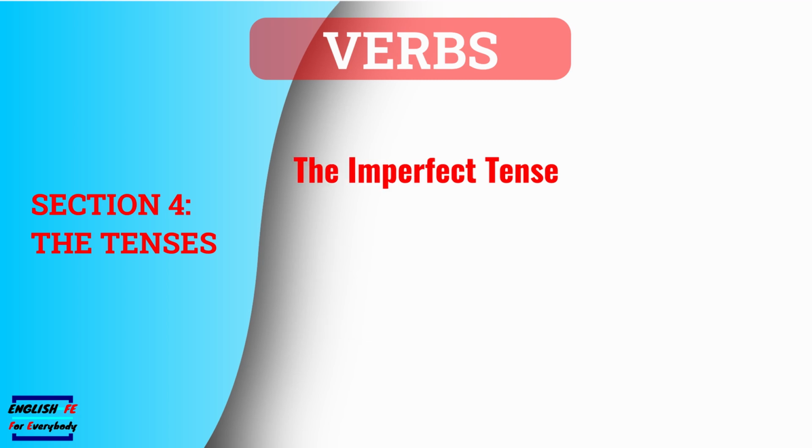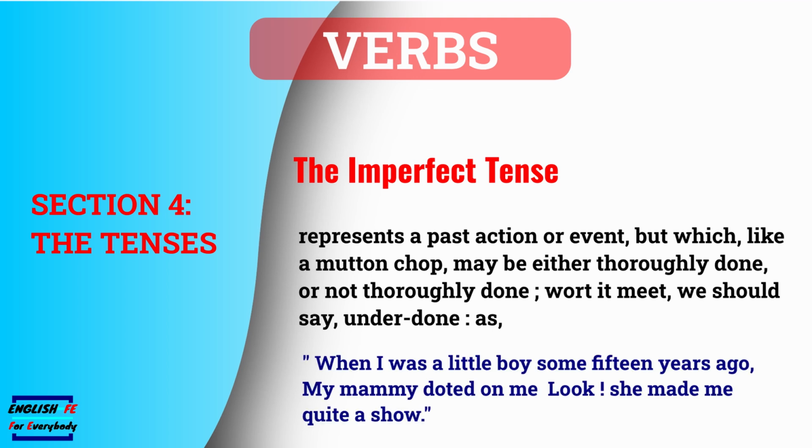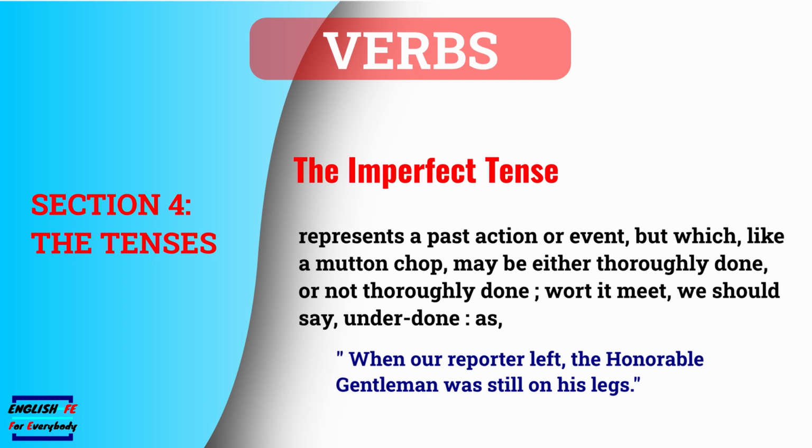The imperfect tense represents a past action or event, but which, like a mutton chop, may be either thoroughly done or not thoroughly done. Were it meat, we should say underdone. As, when I was a little boy, some 15 years ago, my mammy doted on me, Lawk, she made me quite a show. When our reporter left, the honourable gentleman was still on his legs.